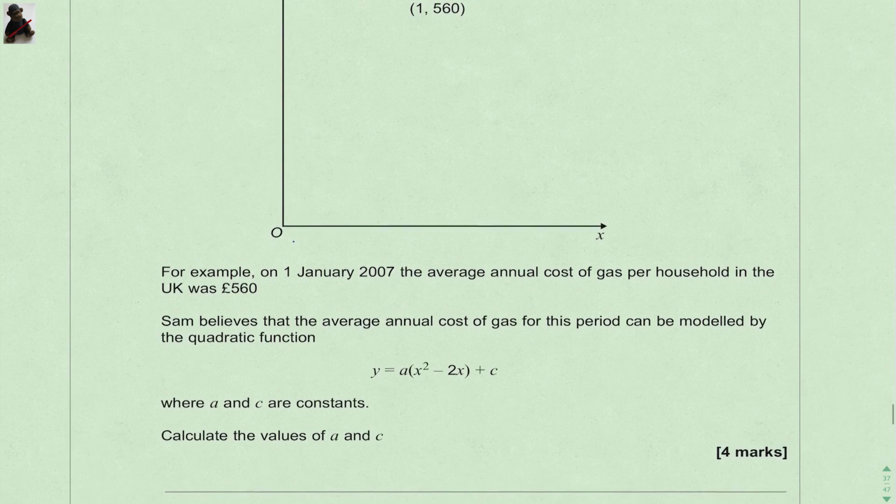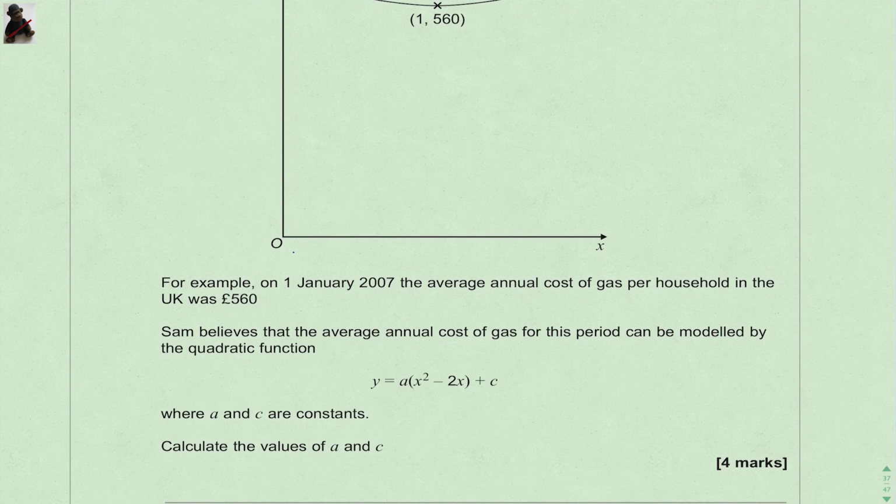So let's read on. For example, on 1st January 2007, the average annual cost of gas per household in the UK was 560. Sam believes the average annual cost of gas for this period can be modeled by the quadratic function y equals a open bracket x squared minus 2x close bracket plus c, where a and c are constants. Calculate the values of a and c.